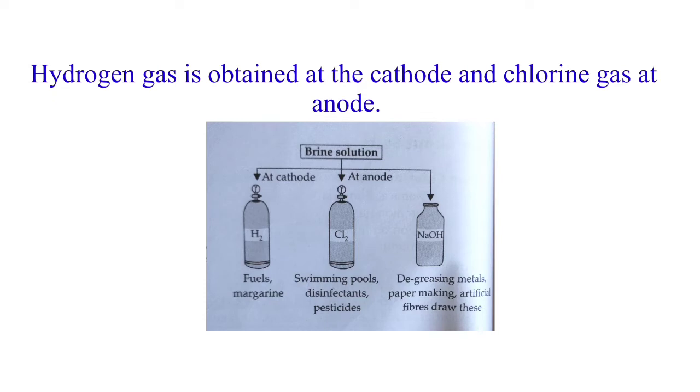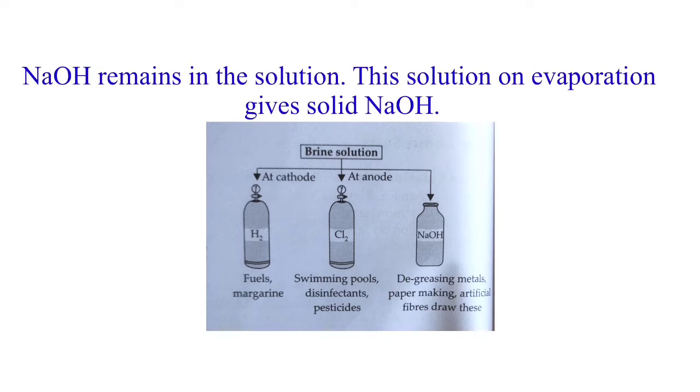Look at this picture. Here hydrogen gas is used in fuels and margarine. Chlorine is used in swimming pools, disinfectants and pesticides. Sodium hydroxide remains in solution and when this solution evaporates, it gives solid sodium hydroxide, which is used in degreasing metals, paper making, artificial fibers, etc.